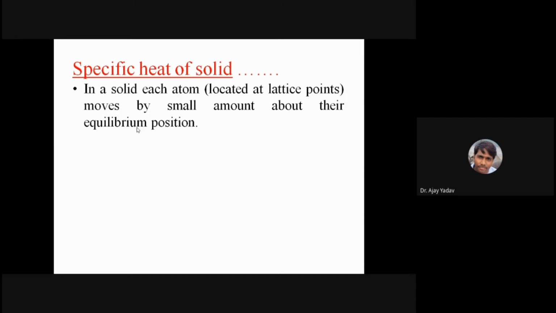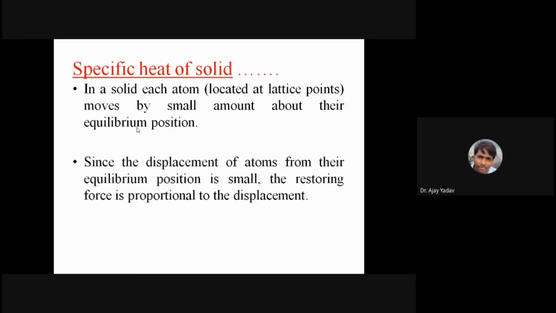My aim here is to find out the specific heat of solid. Okay, so every atom, even at room temperature, is not stationary. It moves by a small amount about its equilibrium position. Is it clear to everyone? Yes, sir. Okay.